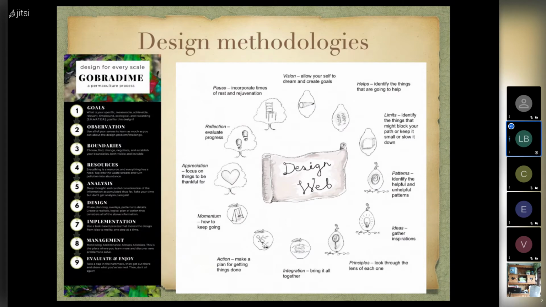So I'll just list off what her design aspects are, which are: vision, allow yourself to dream and create goals; helps, identify the things that are going to help; limits, identify the things that might block your path or keep it small or slow it down; patterns, identify the helpful and unhelpful patterns; ideas, gather inspirations; principles, look through the lens of each one, so that would be the permaculture principles; integration, bring it all together; action, make a plan for getting things done; momentum, how to keep going; appreciation, focus on things to be thankful for; reflection, evaluate progress; pause, incorporate times of rest and rejuvenation.